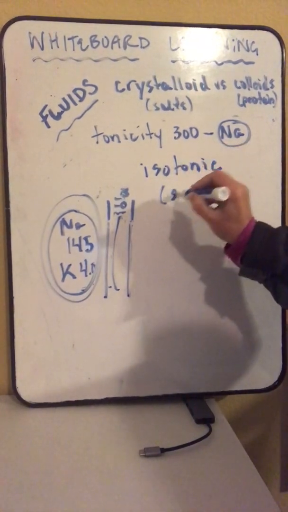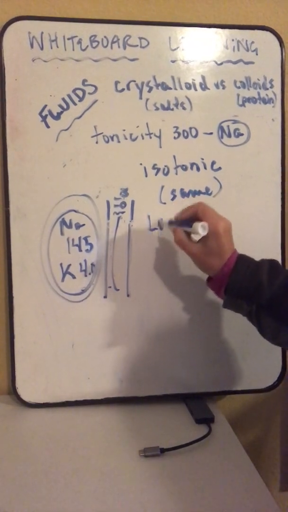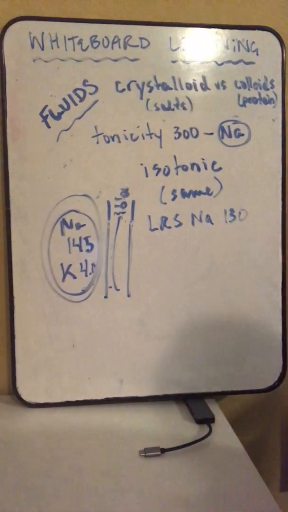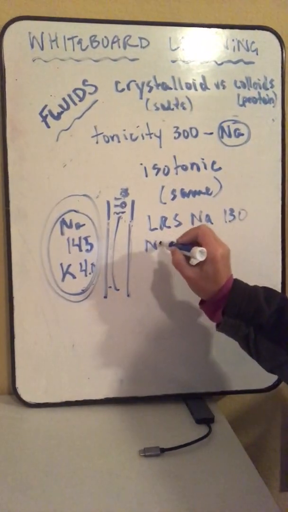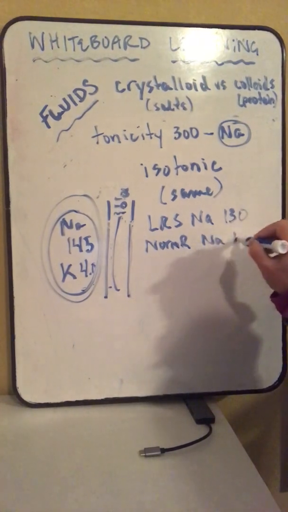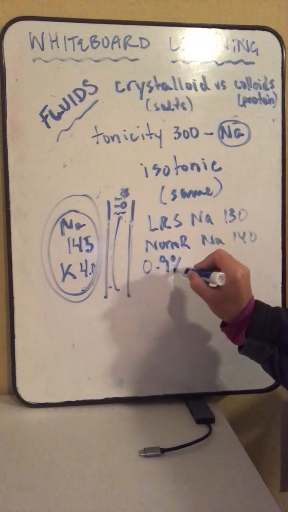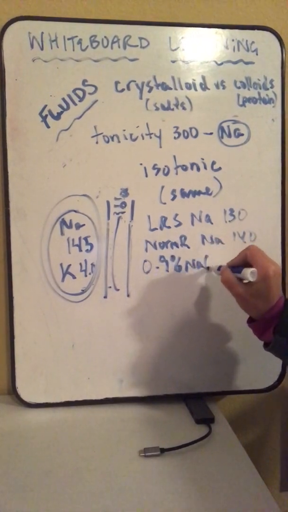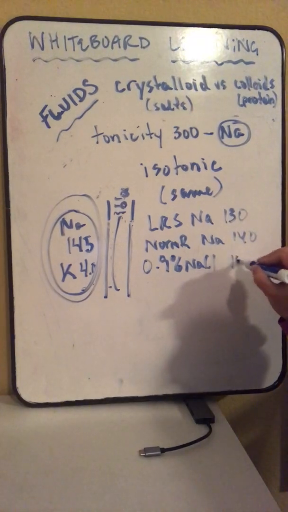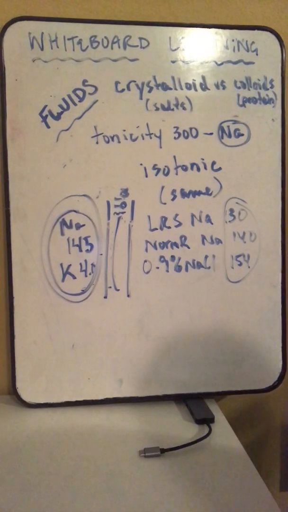So what are those types of isotonic fluids, same as blood? Well, let's think about LRS. LRS has a sodium of 130. That's pretty close. Norm replacement has a sodium of 140. And 0.9% saline, plain old sodium in water with chloride, is 154. So that looks about the same as that.